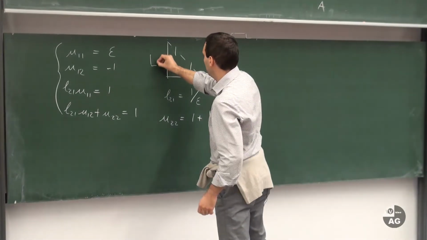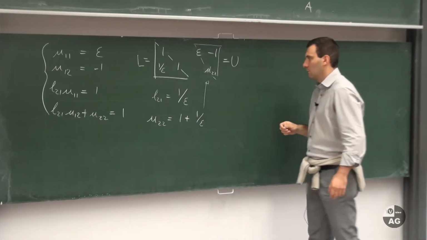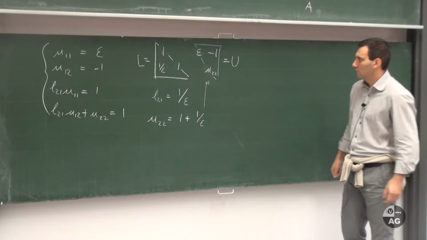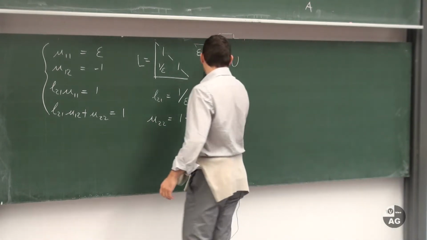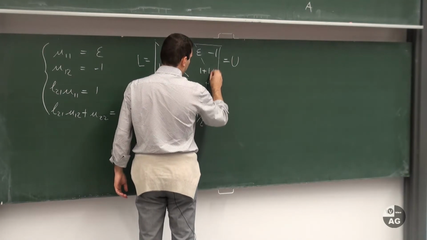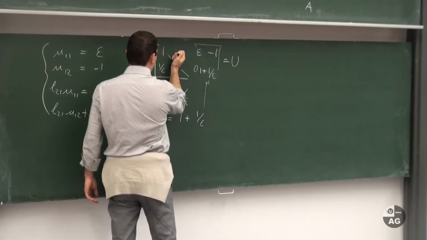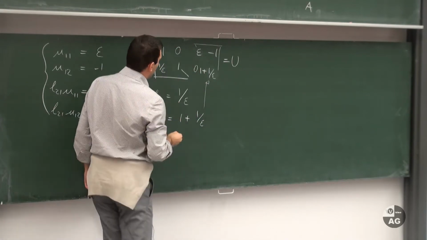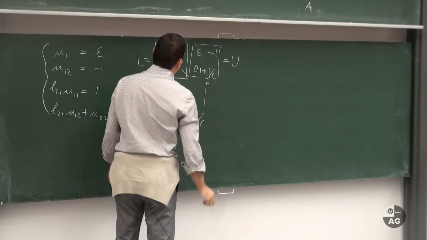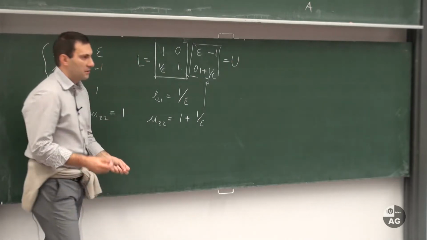L and U. Okay, let me write it out. Maybe it's easier. Here's a 0. And here is a 0. All right.